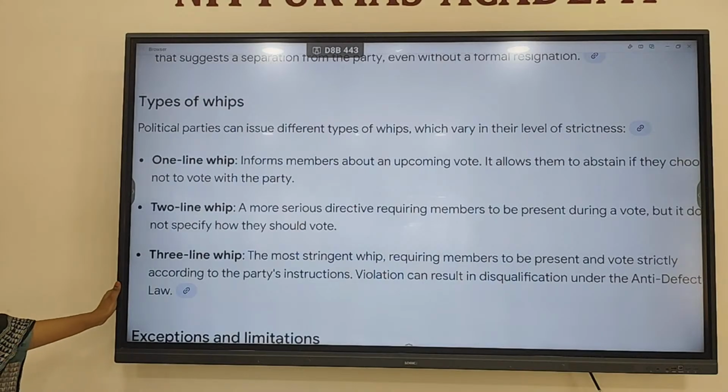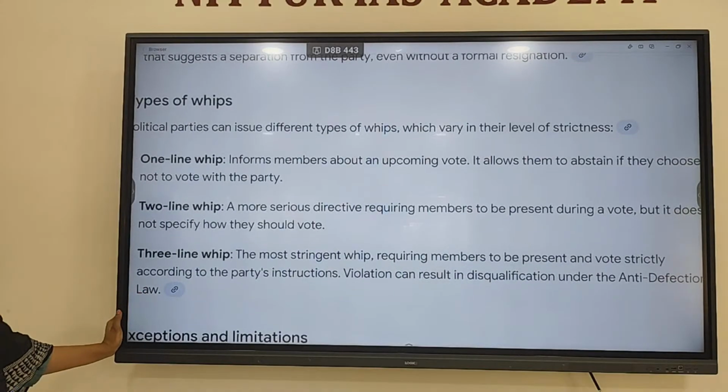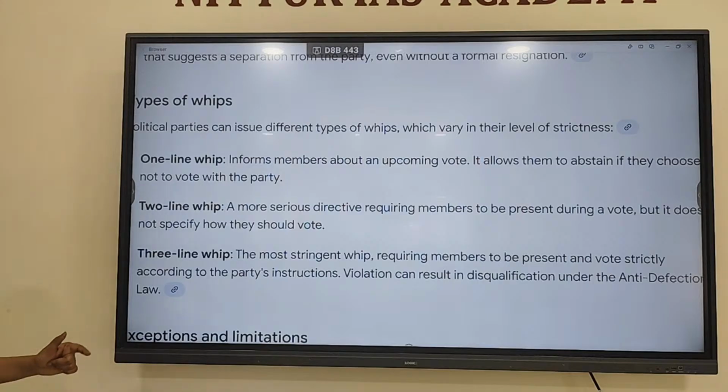Next, 2-line whip. A more serious directive requiring members to be present during voting but does not specify how they should vote. Sometimes these MPs will be absent. Even if absent, the whip applies. They should be present during voting. If 50 people are absent that day, the political party is affected. That is why they give the instruction that you must be present, issuing strict warnings and orders. Next comes the 3-line whip.